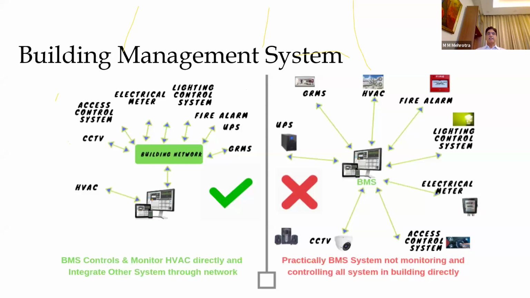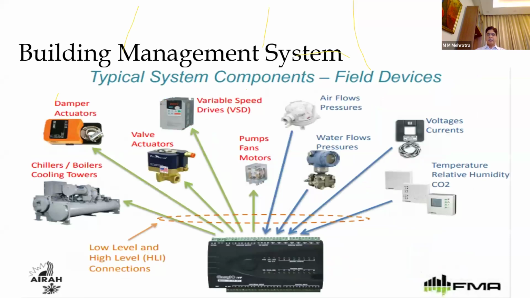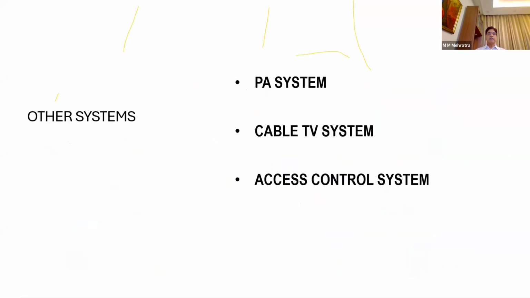Now the building management system gets connected to different utilities of the building. There is a PC which is available. You can have one or a series of PCs for different services. Now this BMS, I will not go into too much detail.